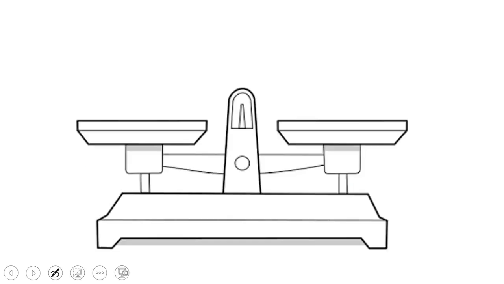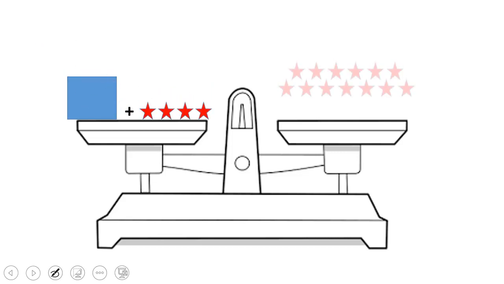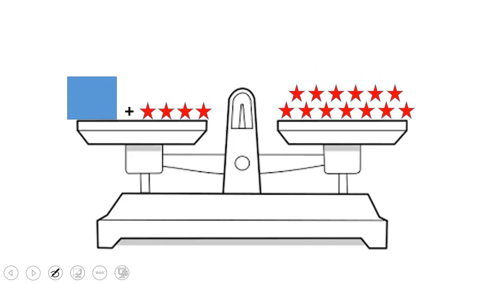So here we have this model, the scale right here. The reason I use a scale is because the scale right now with nothing on it is balanced. That means nothing on one side is equal to nothing on the other. So let's put something on one side. Here we have this blue box, plus we have these 4 red stars. And we're saying that it is balanced with this other side that has these 13 red stars.